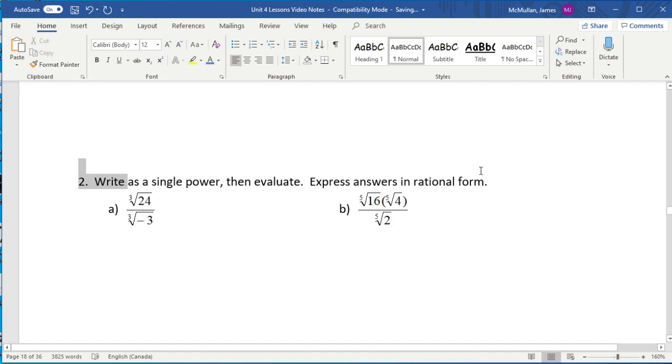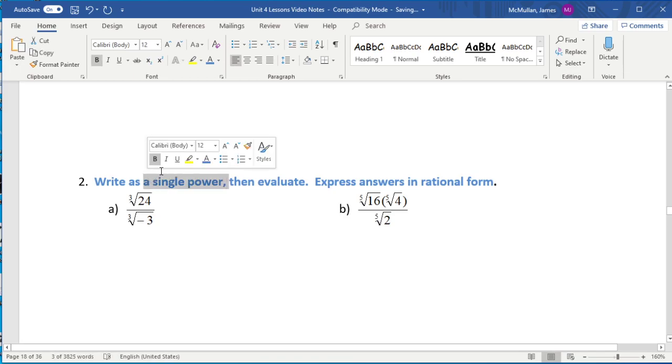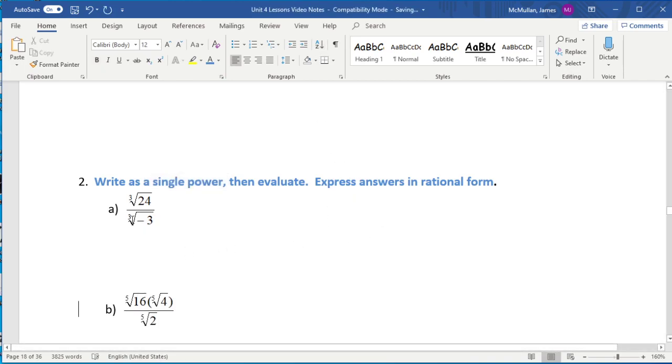Okay, here's an important type of question to know. I always ask this type of question. Write as a single power. This is my way of getting around the fact that your calculator can answer a lot of these questions. I want to know that you can answer the question, not just that you know how to plug it into a calculator. So what you're trying to do here is figure out how to write this as one number with an exponent.